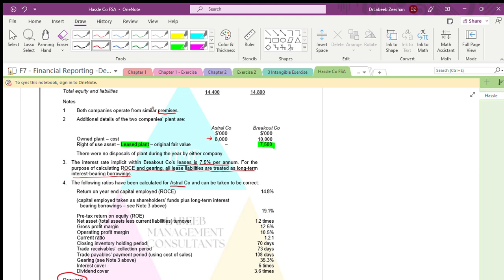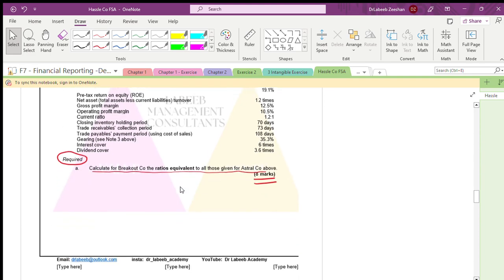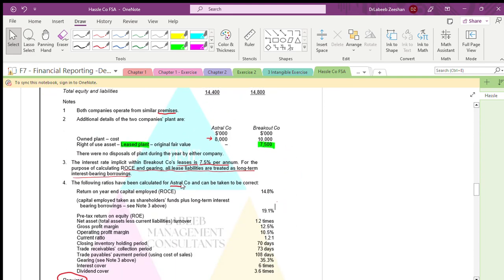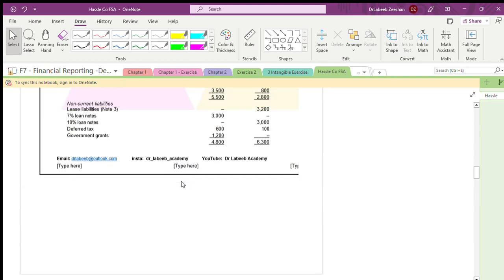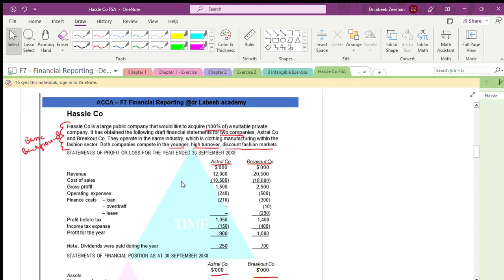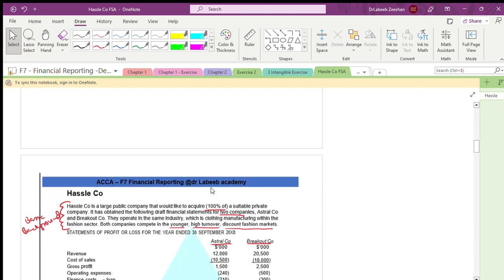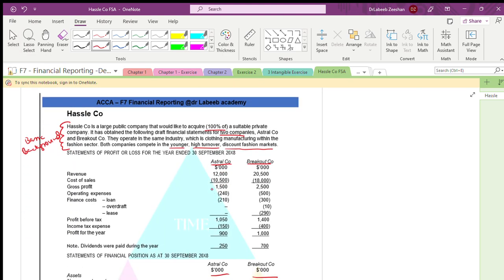Fine, long-term interest-bearing borrowings. The following ratios have been calculated for Astral. Return on capital employed, all those things. Calculate the relevant ratios. The first thing is return on capital employed. Very simple, but they will test you in such a way that we have to be very careful.